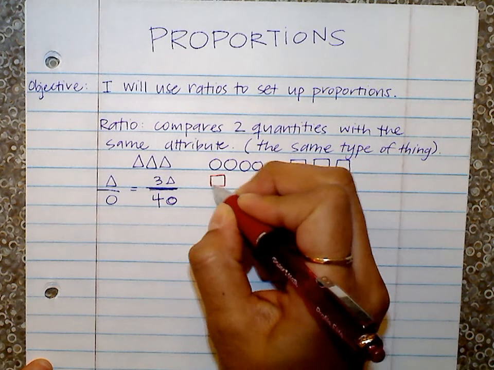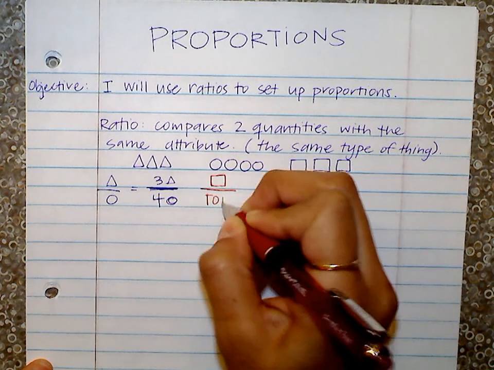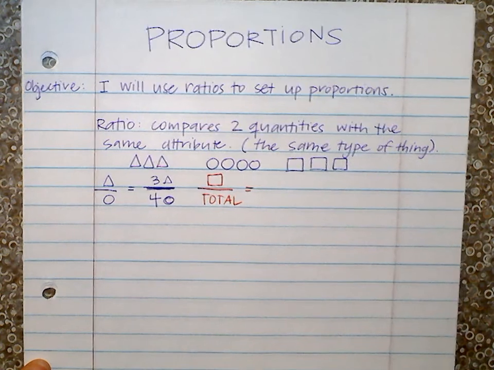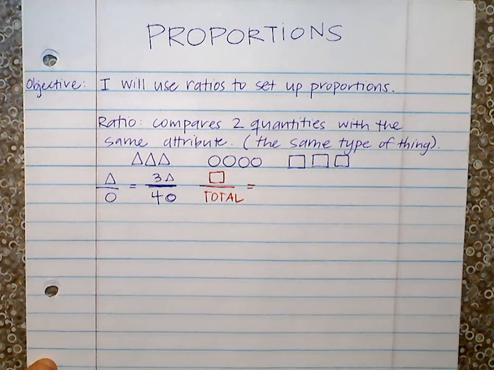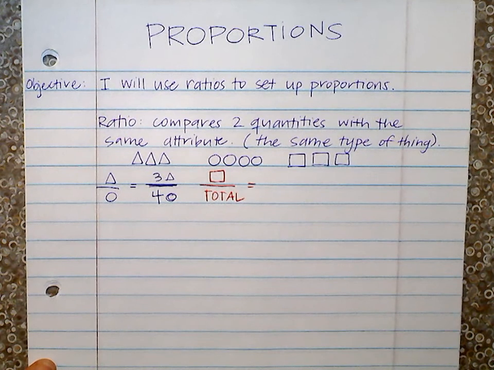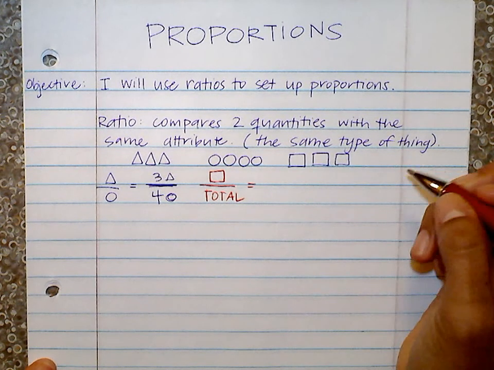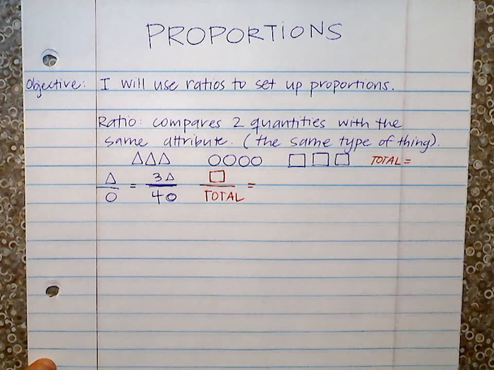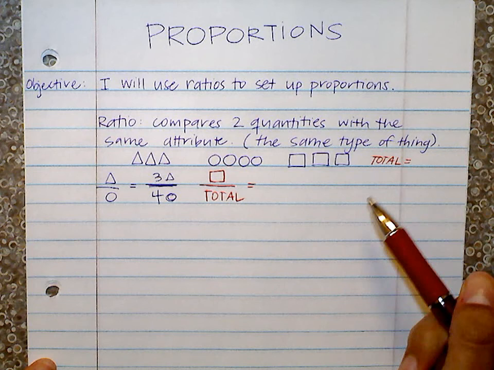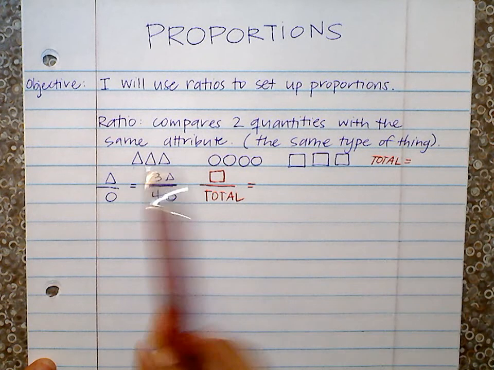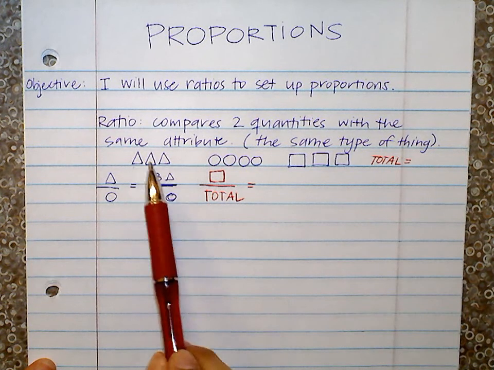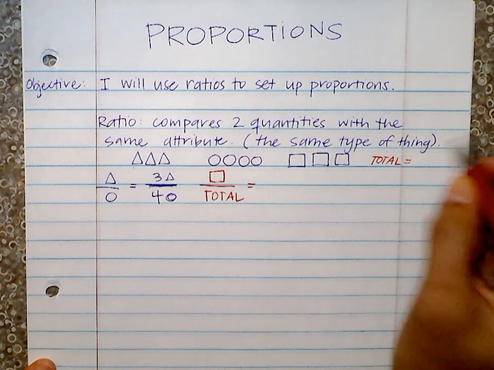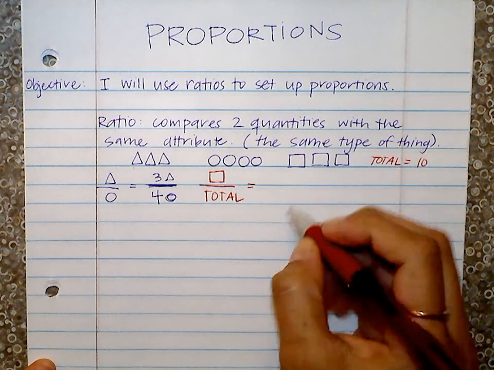So let's do another one. Let's do squares to total. Is this going to be a multi-step? Think about it. Do you already know the total, or is that something you got to do? Oh, it's something you got to do. Okay, very good. So let's find the total. 1, 2, 3, 4, 5, 6, 7, 8, 9, 10. We've got 10 shapes total. Fabulous. How many squares?